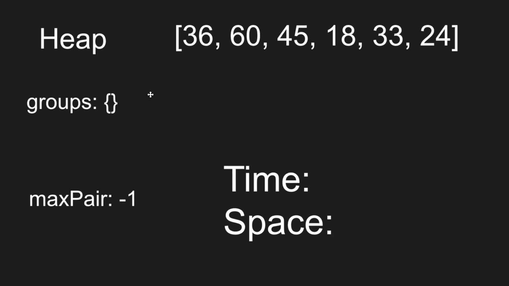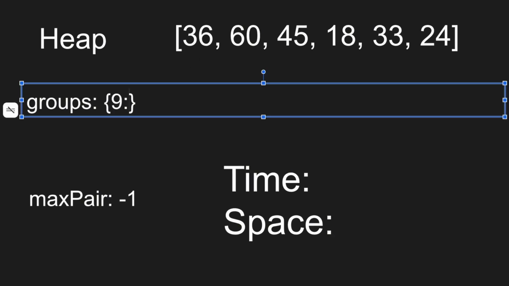Okay, so since 3 plus 6 is equal to 9, we add 36 to the list with 9 as the key. And since 6 plus 0 is 6, we can make 6 the key and 60 as the first value of the list.